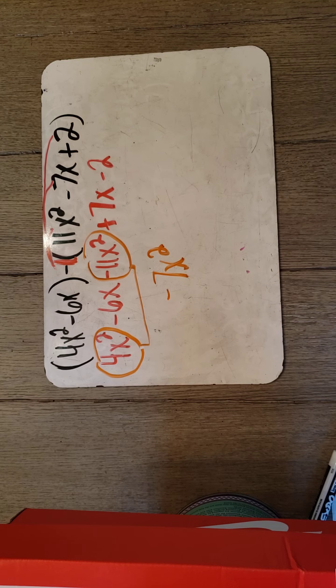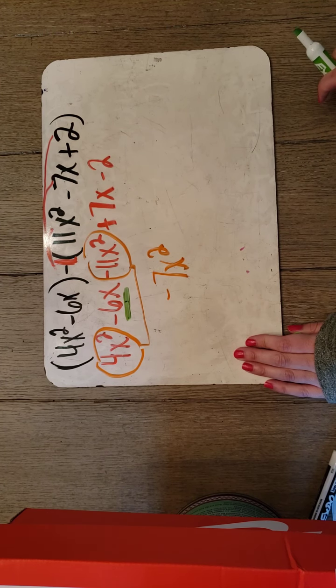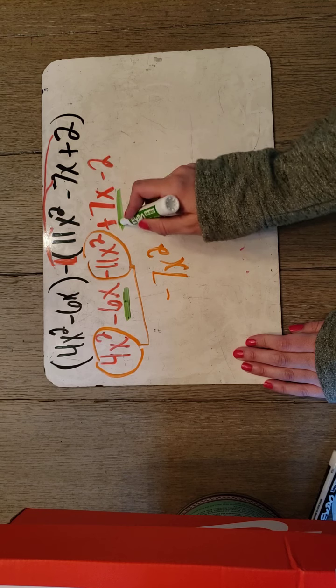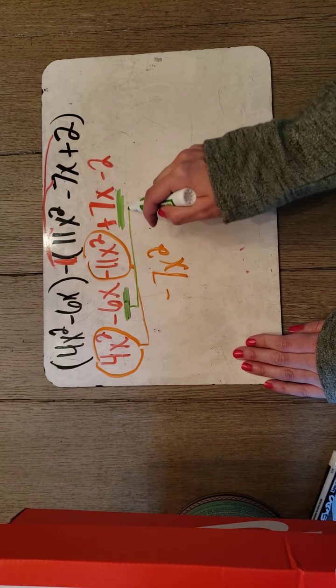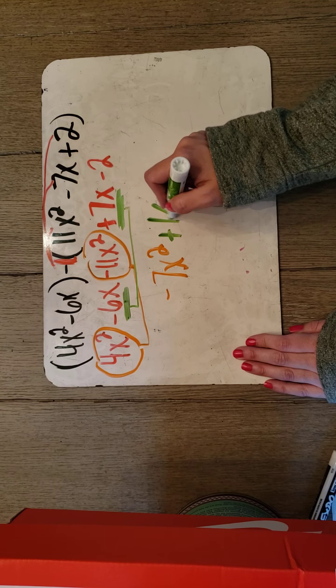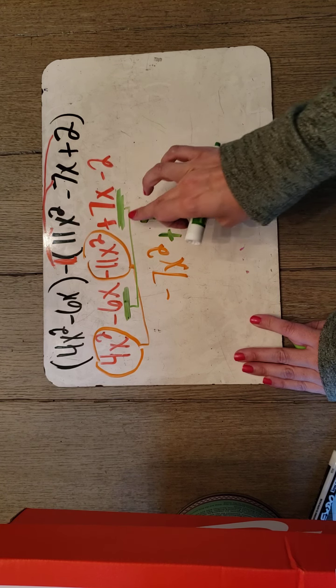Move to your next highest. We have -6x. Is there any other x? Yep, a 7, but you know to look at your signs, so you know it's a +7x. What's -6 plus 7? +1x. Do we need that 1 there? No, it just makes it look pretty.